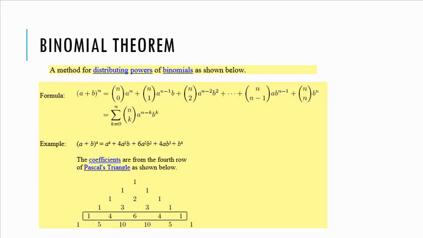And then the coefficients are chosen by combinations. So n choose 0, n choose 1, n choose 2, all the way up until the last coefficient, n choose n. And I know this is very confusing looking at the definition this way.